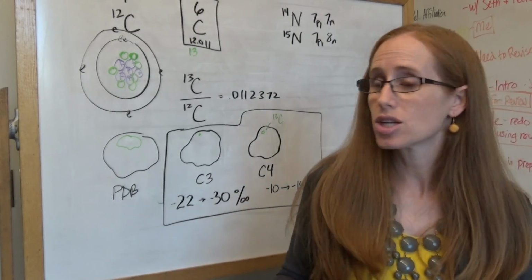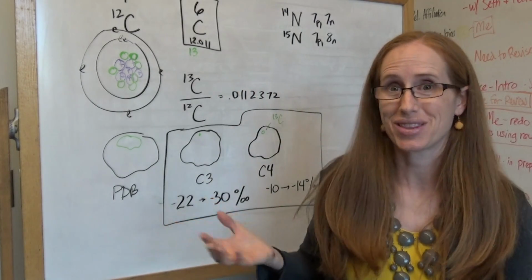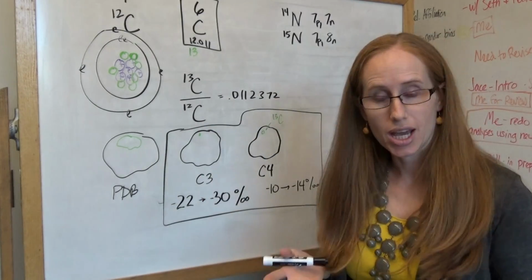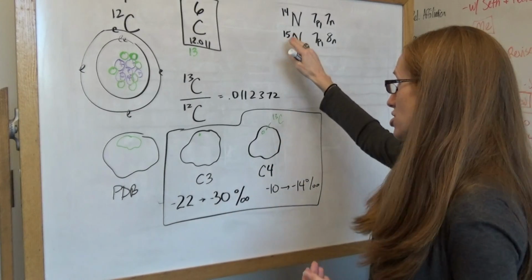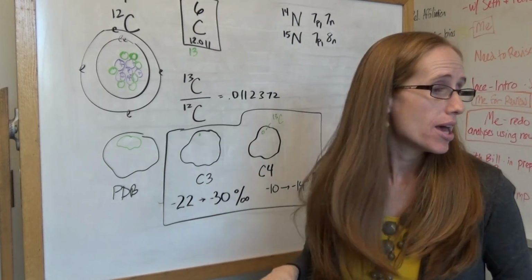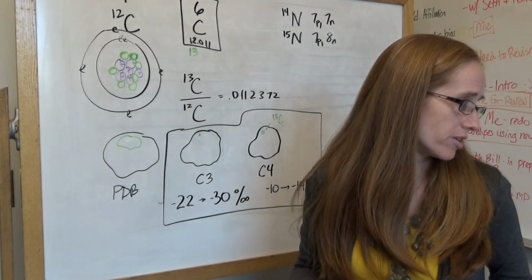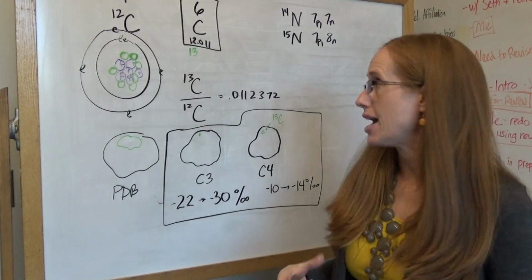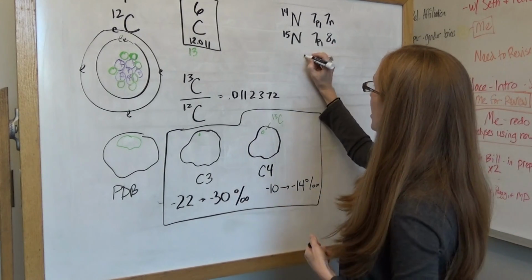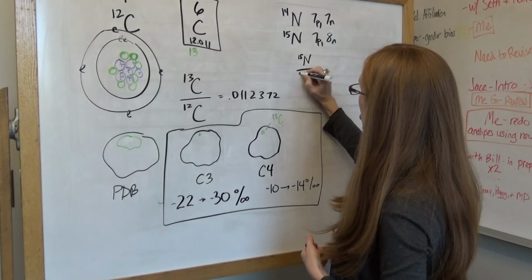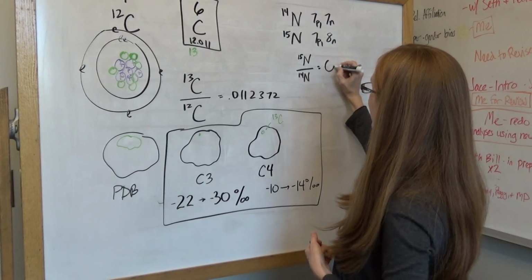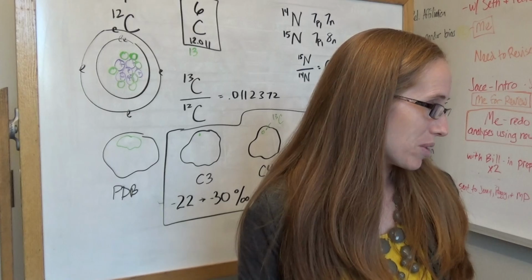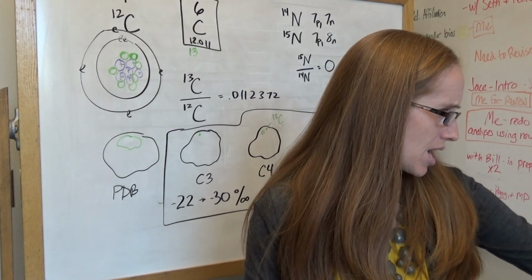Now with nitrogen, it's a little bit different. We have a standard, but the standard is 0. The vast majority of nitrogen in our atmosphere is nitrogen 14, the normal nitrogen, and so you have very, very little nitrogen 15. So we actually compare it to the atmosphere. If you took nitrogen 15 and put it over nitrogen 14, you would get 0, meaning there's 0 nitrogen 15. It's not exactly 0, but it's really close to 0.